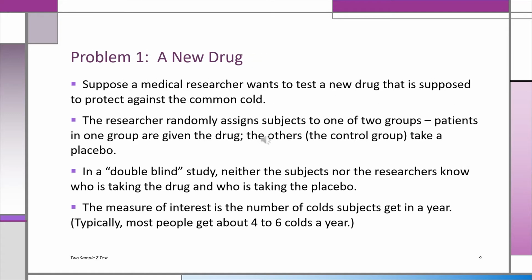The gold standard of medical research is comparing a drug by looking at two groups. You assign people randomly to these two groups. One group will take the new drug, and the other group, we call it the control group, takes a placebo. And in a double-blind study, no one knows who's in which group. In this case, we're looking at the number of colds. We're going to test the drug to see if it reduces the number of colds that people get. So we're going to have two groups, again, one group taking the drug and another group taking the placebo, and we'll see if the means are different.